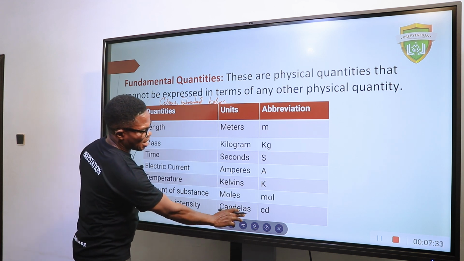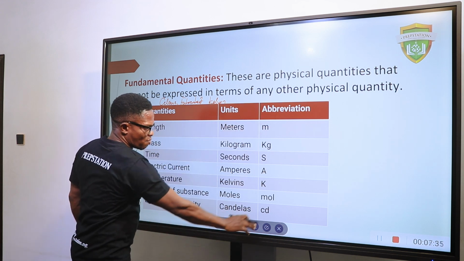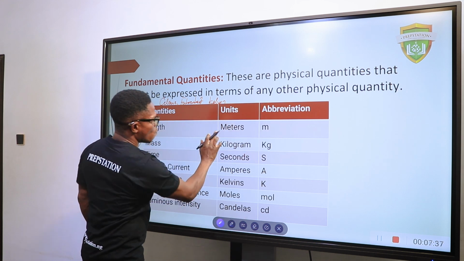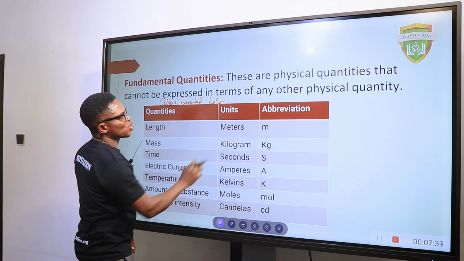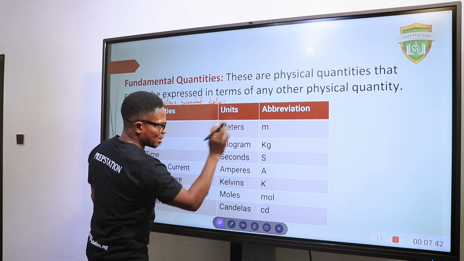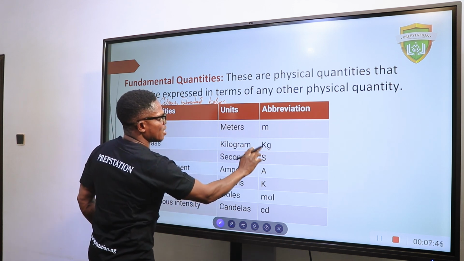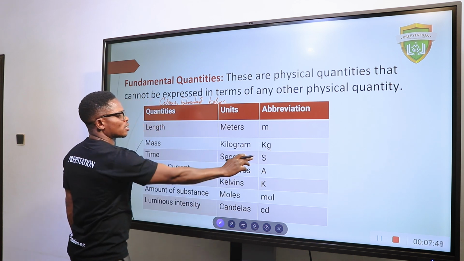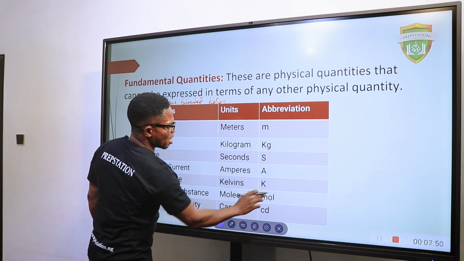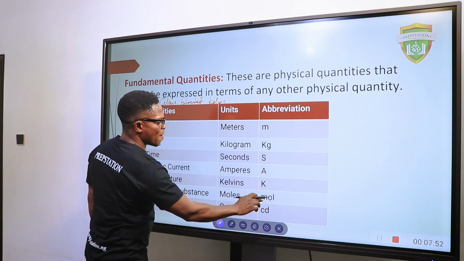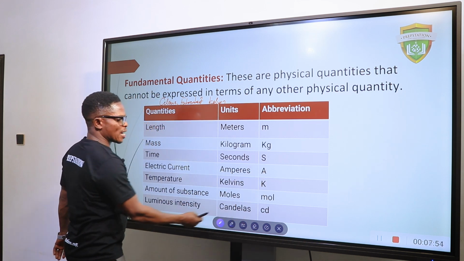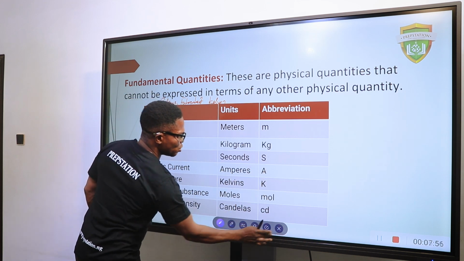The unit is candela. What I have here are the abbreviations for the units. For meters, you have lowercase m, not uppercase. Take note of that. Kilogram, you have lowercase k and then g. Seconds, you have s. Ampere, A. Kelvin, K. Mole is still mol, then candela, cd.